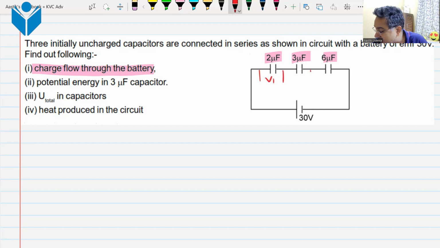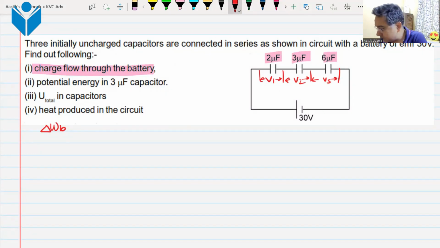If I call this V1, this V2, and this potential difference V3, you have to find out the values of V1, V2, and V3. You also have to find out the energy stored in each capacitor. Here they have only asked the energy on the 3 microfarad capacitor, but you can find out the energy on all three capacitors, the total energy, and the heat produced in this circuit. Before finding the heat produced, you can also find the work done by the battery. So in one question, we are done with all the questions that can come in this particular type. Do we understand this? Yes, sir. I'll give you 2 minutes to give me the answer.